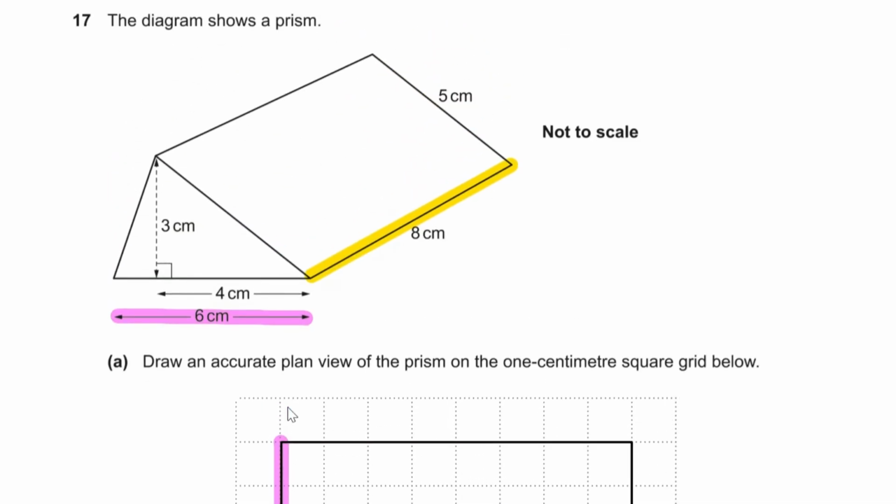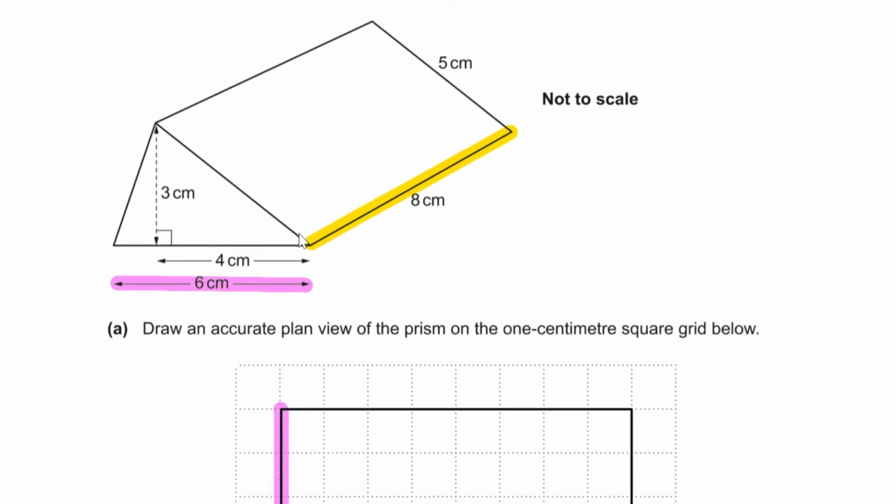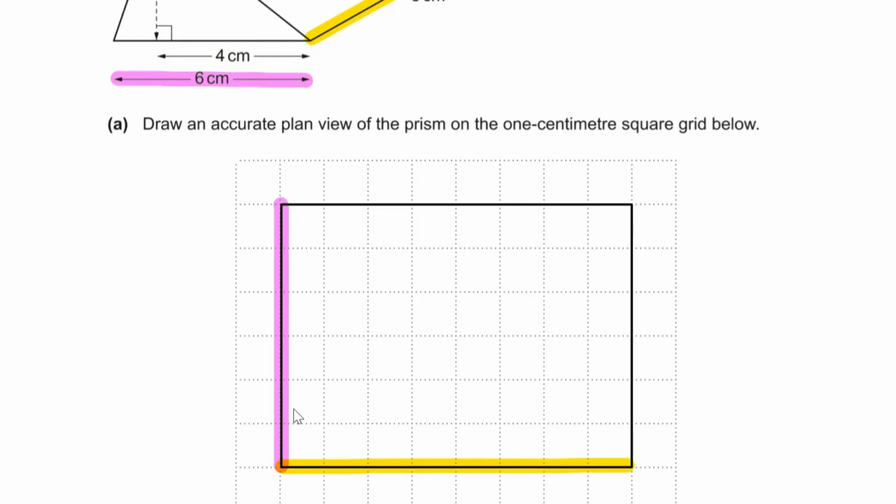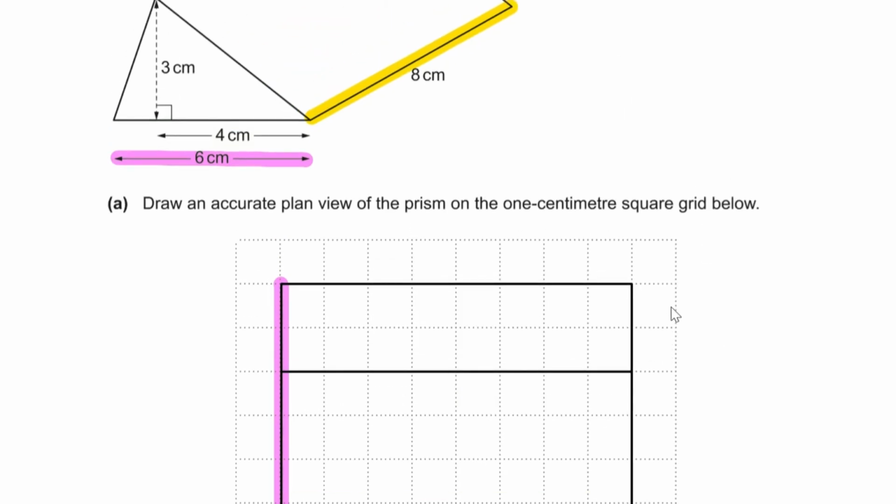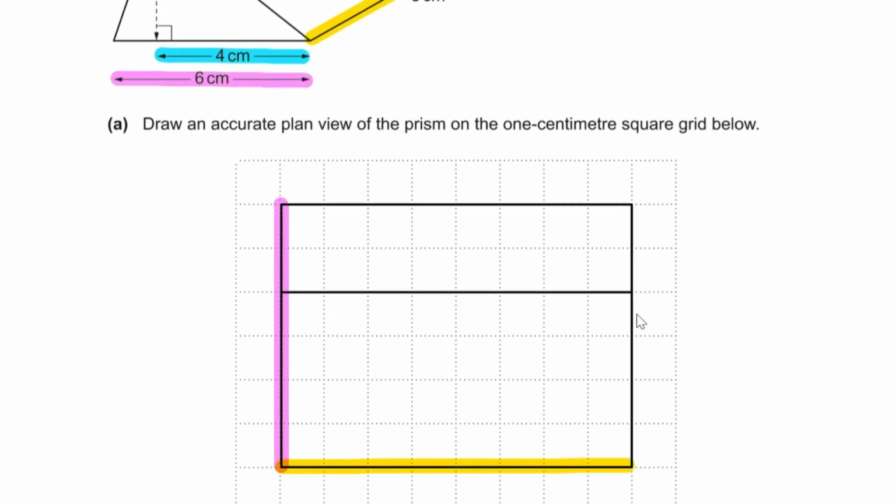Now, I've got 4 centimeters inwards, and then I've got this line. So what I need to do is draw 4 centimeters up and then across. So from here to here, and then this 4 centimeters will correspond with this bit here. So here is the plan view.